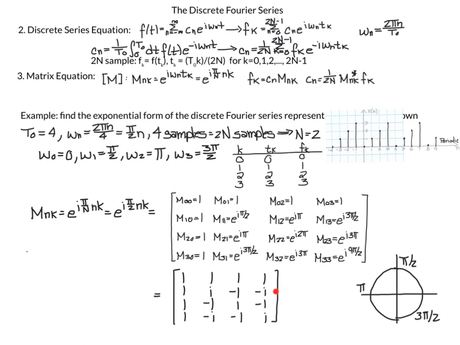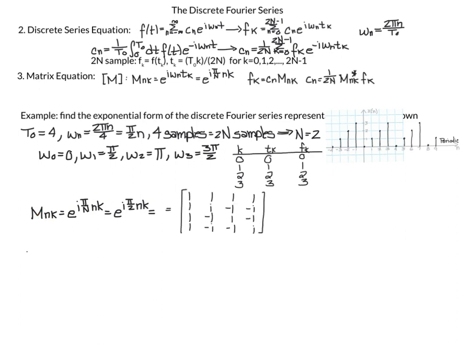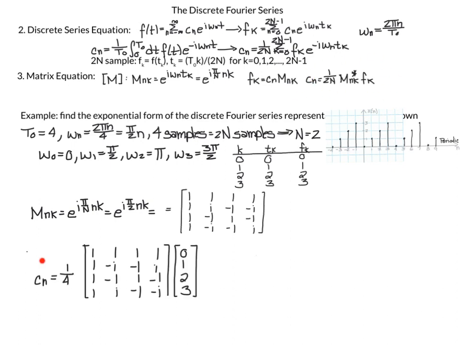So this is my matrix, M of nk. I am going to kind of reduce that matrix here. So now I can start calculating the other thing I need. Since I have my matrix, I need my coefficients. And according to my formula, my coefficient is 1 over 2n. So in this case, n is equal to 2, so 1/4.